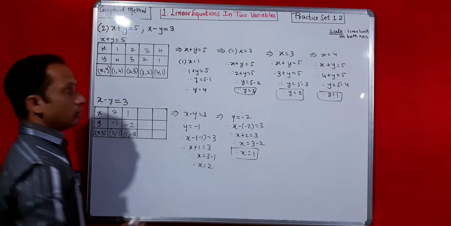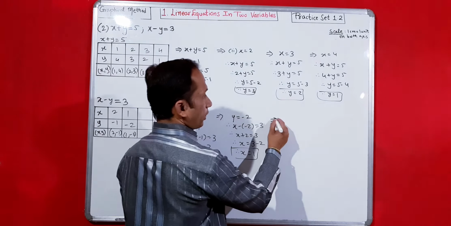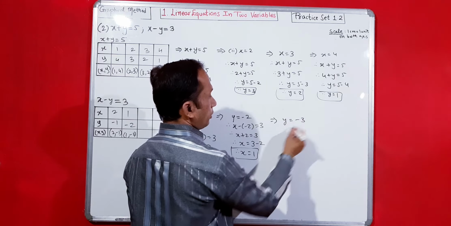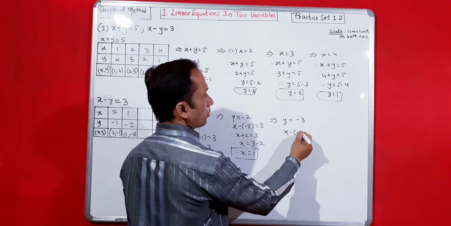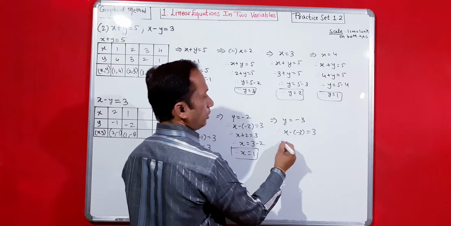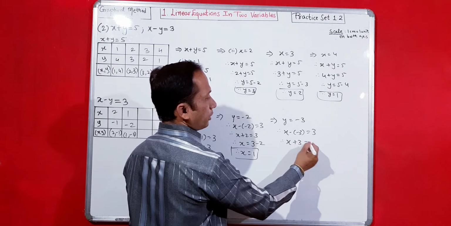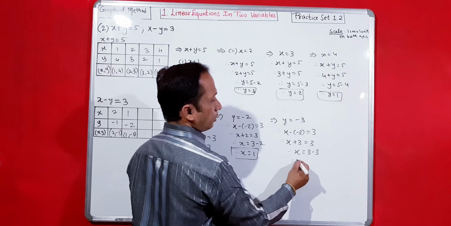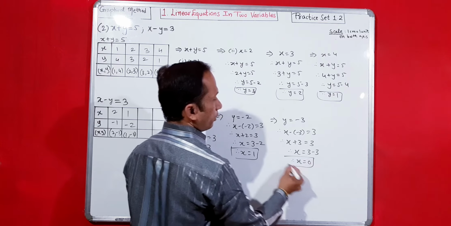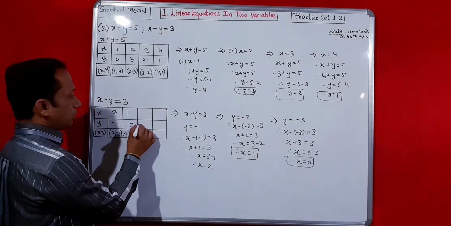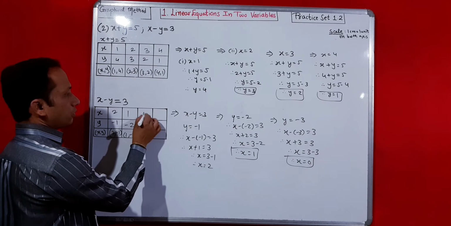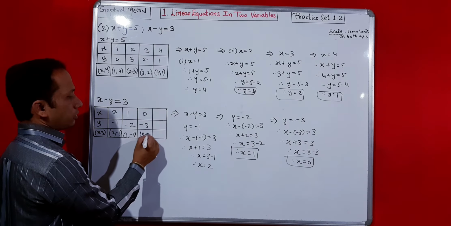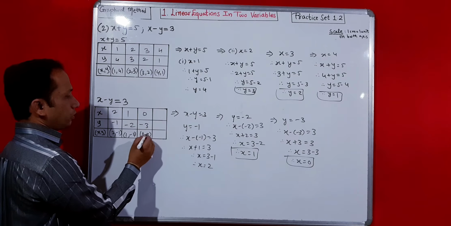Now consider y is equal to minus 3. Therefore x minus minus 3 is equal to 3. Therefore x plus 3 is equal to 3. Therefore x is equal to 3 minus 3. Therefore x is equal to 0. So y is equal to minus 3, x is equal to 0. So 0 minus 3.